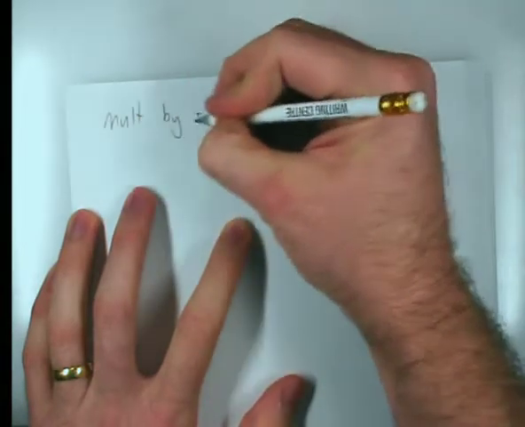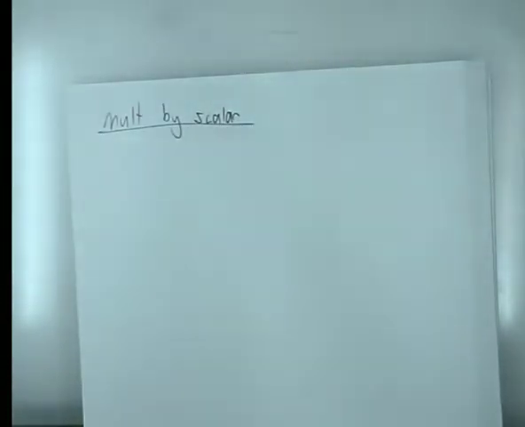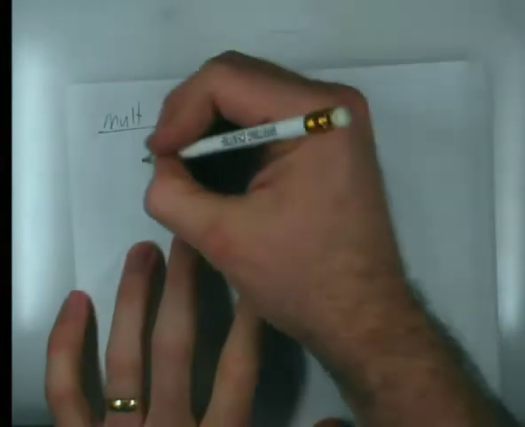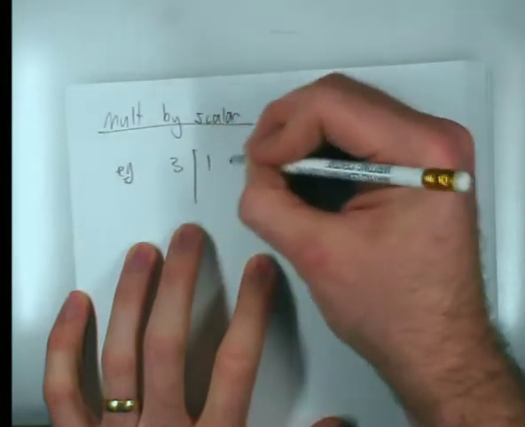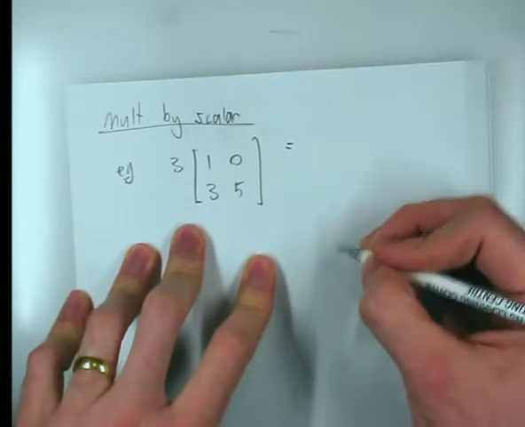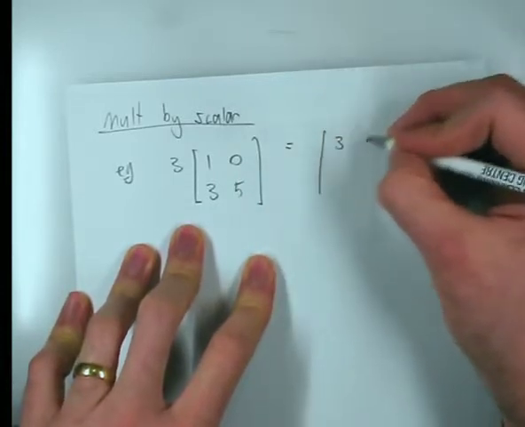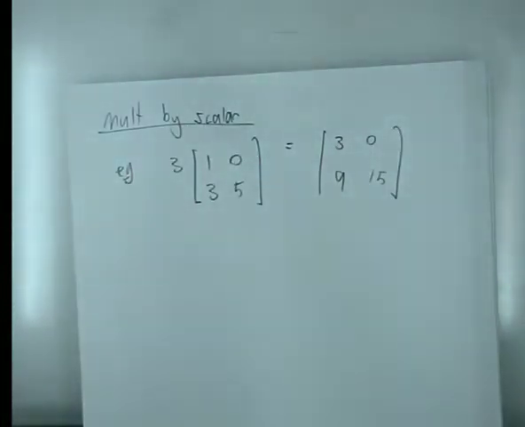Multiplication by a scalar. You can get a single number and multiply the entire matrix by that number all in one go. So you can get, for example, 3 times the matrix 1, 0, 3, 5 would be 3, 0, 9, 15. We just multiply everything in the matrix by the scalar.